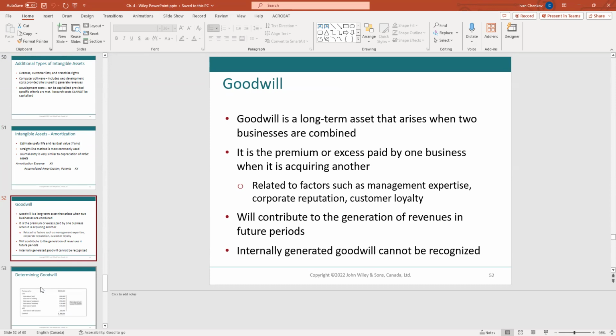That's the tricky part. Goodwill is related to the purchase of one business by another business. And then you may have the premium, which again is related to the purchase price versus the fair market value of all the assets of that company.